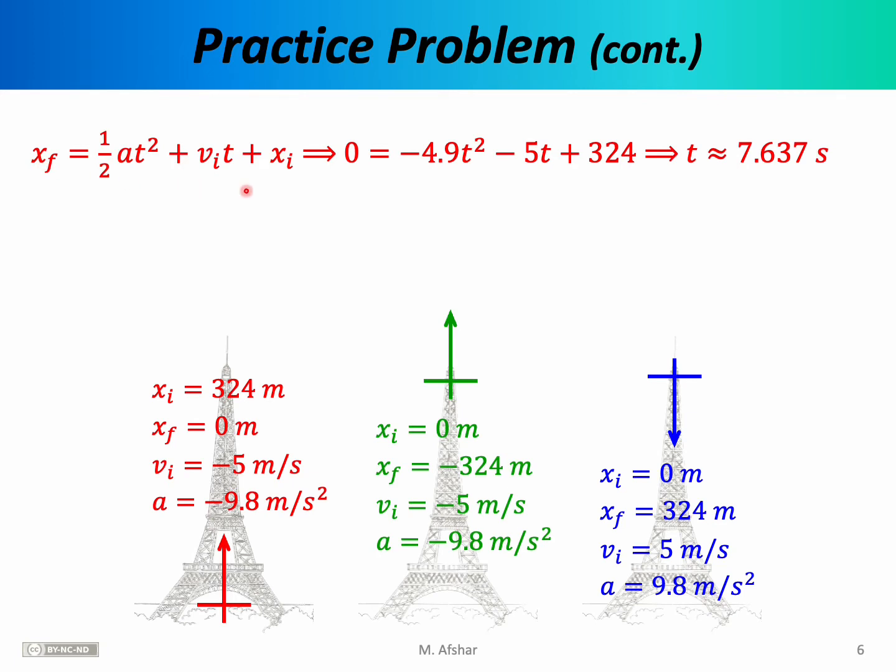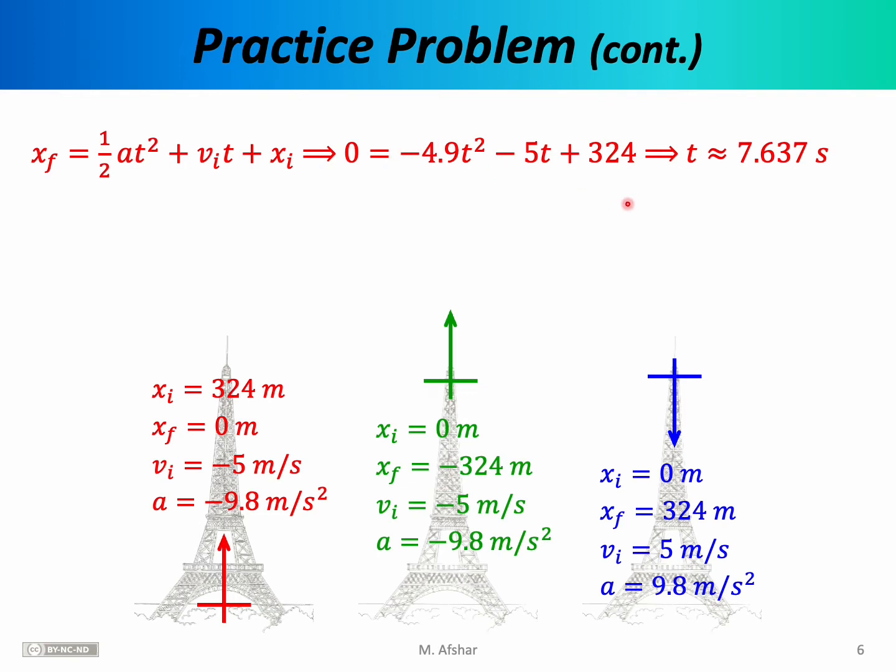If I want to use this equation and I want to use this red coordinate system, then the numbers that I plug in have to be this set of numbers. X final is 0. The acceleration is minus 9.8, so 1/2 times minus 9.8 gives me minus 4.9 t squared. The initial velocity, v initial, is minus 5, so I'm going to plug that in here. And x initial, we decided was 324, so that's plus 324.